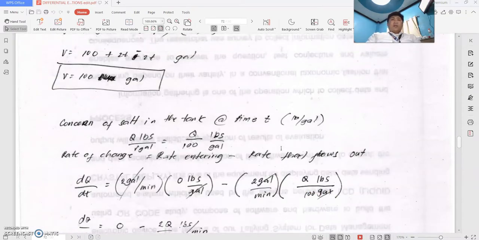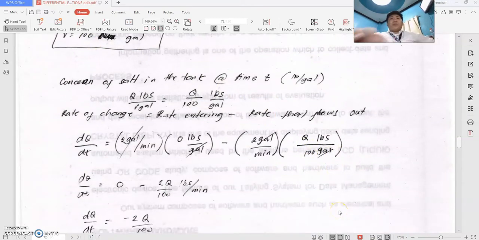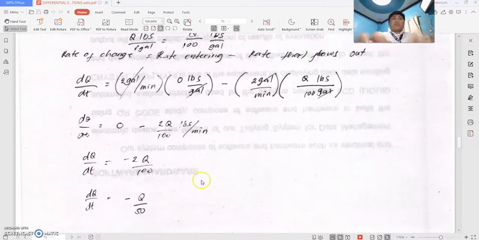So, like the other one, gibutang na lang nato. So, 100 gallons, so mao siya ang ning flows out. So, from that, you have 0 times this, it becomes 0. What remains is negative 2Q, 2 times Q pounds, cancel ang gallon, over 100 minutes. So, you have pounds per minute. So, you have Q, which is pounds, time is minute. So, tangtangon na lang nato ang unit para di ta confusing.